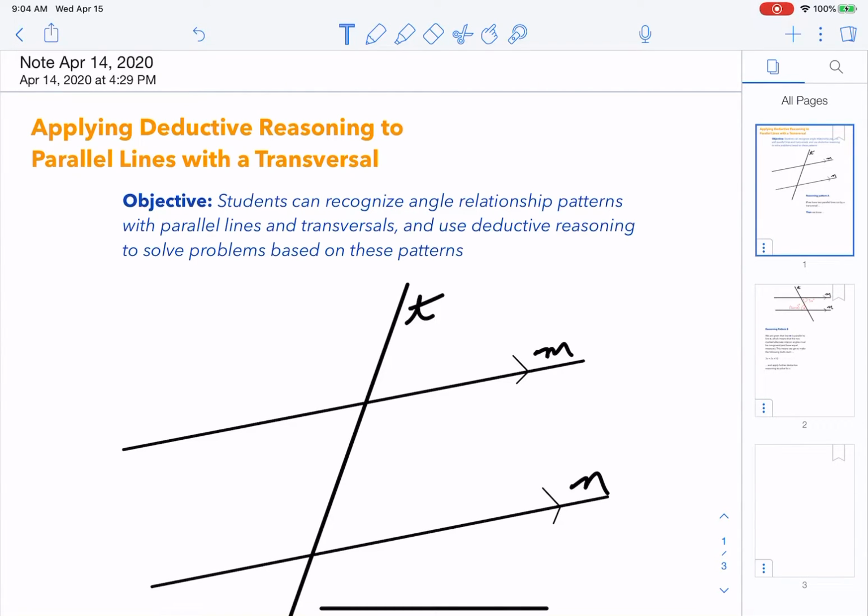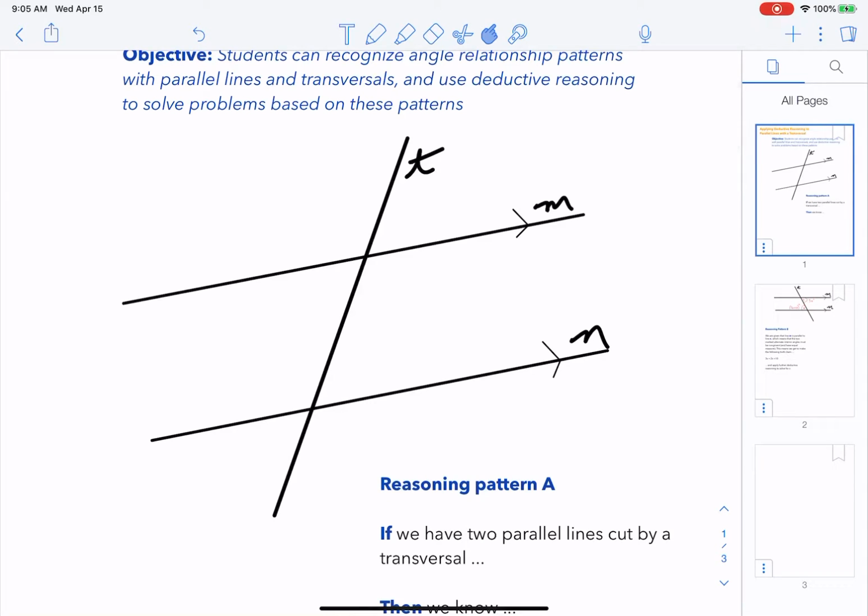Today we're going to be applying deductive reasoning for the first time this term in a situation where we have parallel lines and what's called a transversal. So the objective is right here. It says students can recognize angle relationship patterns with parallel lines and transversals and use deductive reasoning to solve problems based on these patterns. Here we have two parallel lines. They have names. The names are M and N, and these little arrow type symbols just indicate that they're parallel. The transversal is the line here that cuts across them. I've named it T. That's a cursive T, not a plus sign.